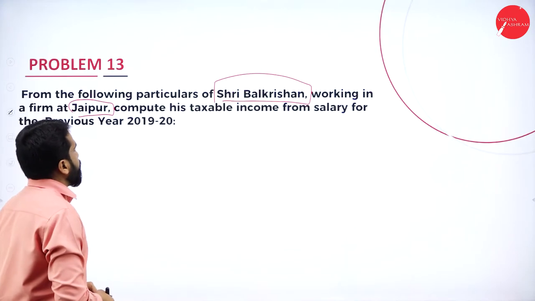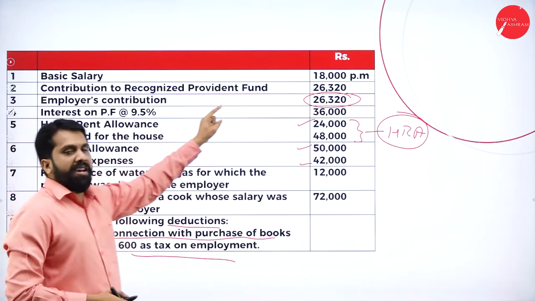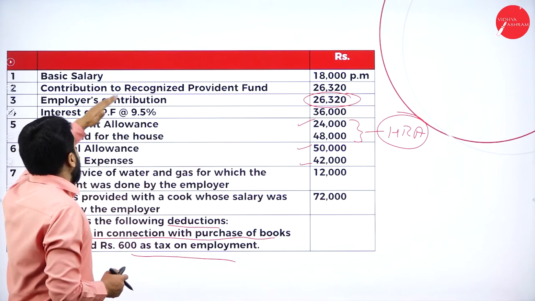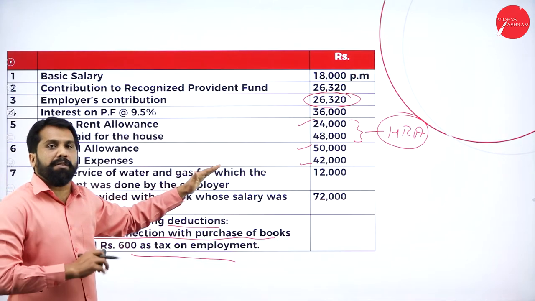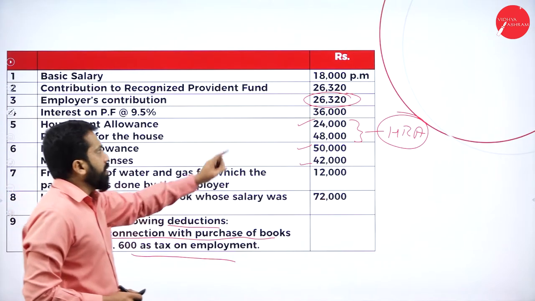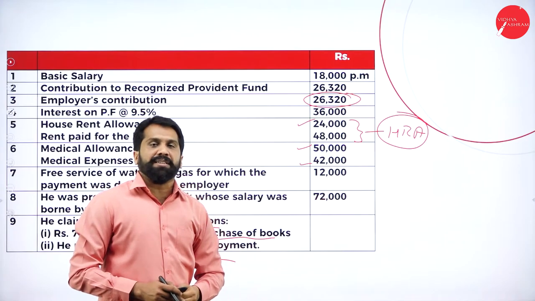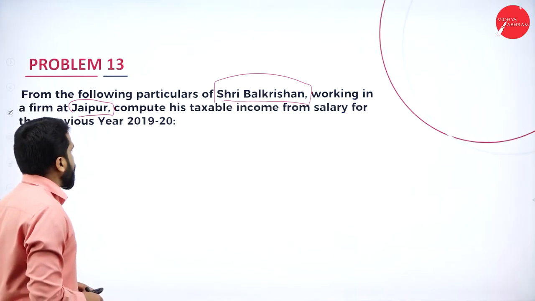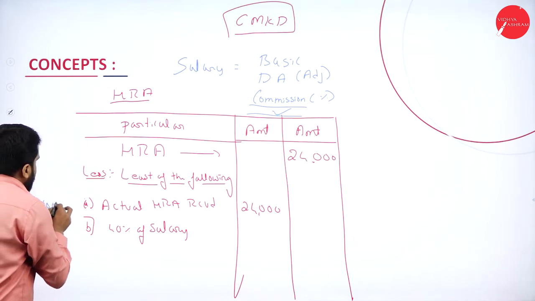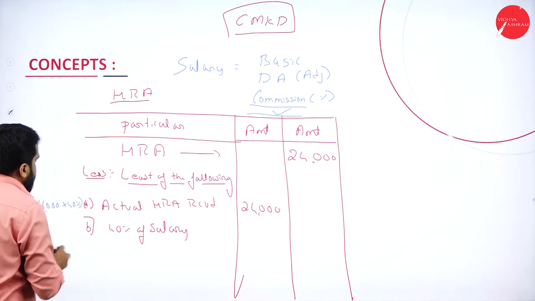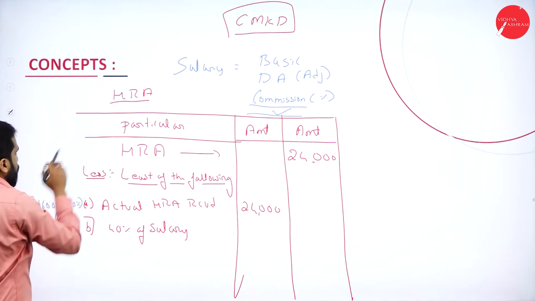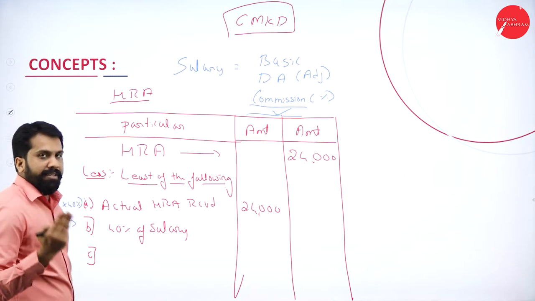As per this problem, you have a basic salary of 18,000 per month. 18,000 into 12, 2,16,000. Now, is there anywhere dearness allowance in this problem? No. Is there anywhere commission in this problem? No. We have only salary. 18,000 into 12, 2,16,000. Now, as per this, 2,16,000 multiplied by 40%. So, this is for this. And we'll go for C, the third one.